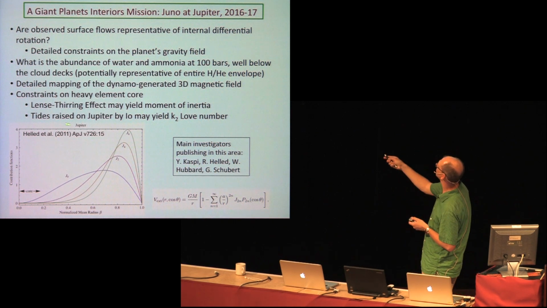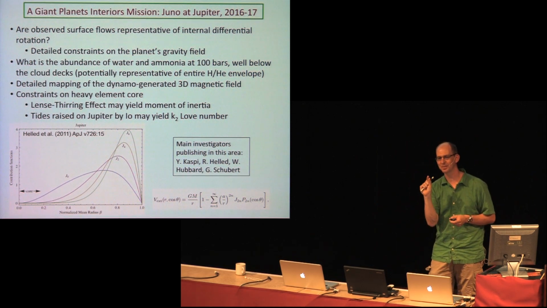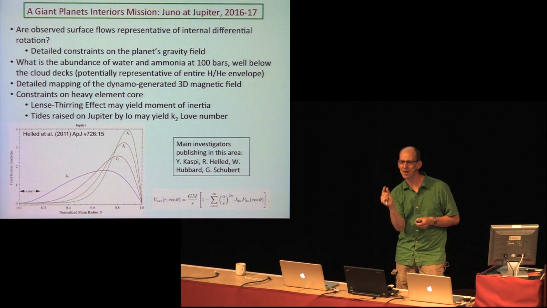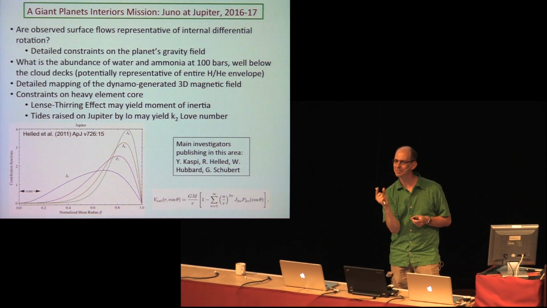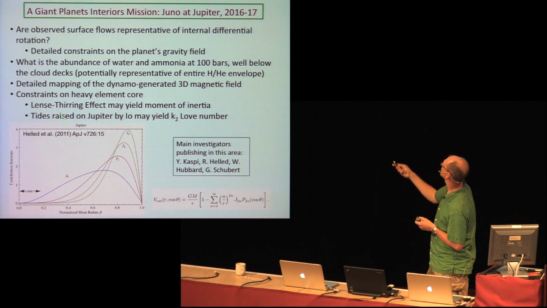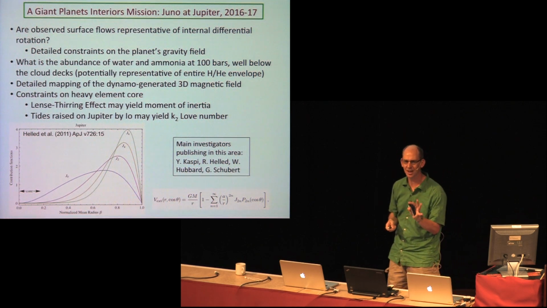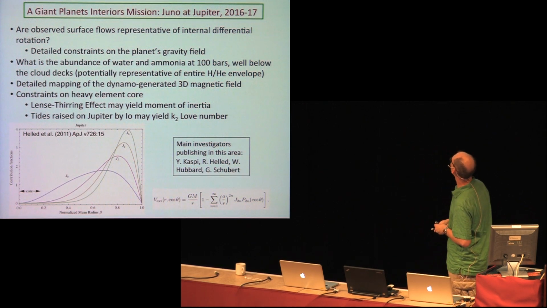So there's this Lense-Thirring frame dragging effect from general relativity, and it's possible that we might be able to actually measure the angular momentum of Jupiter and also get its moment of inertia from this effect. It's also possible that tides raised on Jupiter by Io may allow us to measure this k2 Love number, which is a measure of central concentration as well.